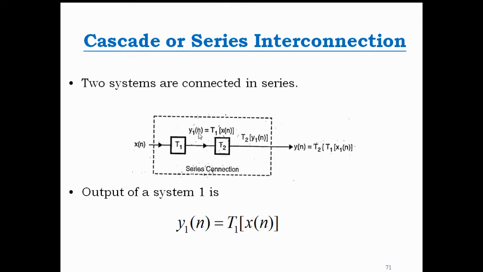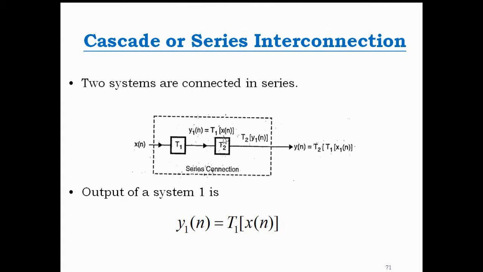If I graphically represent this input and output of a system, it can be defined as follows: y1 of n is the output of the first system, and that system is nothing but transformation T1 applied on x1 of n. So this is one system where the input is given as x of n. The output can be defined as y1 of n equal to T1 of x1 of n. Quite logical. Now that output of the first system will be given again as an input to the second, because both systems are connected in series.